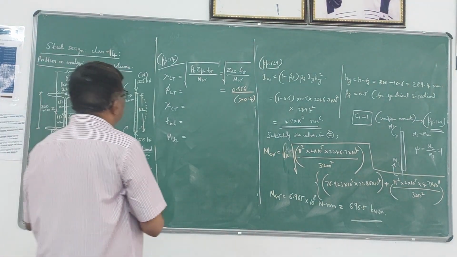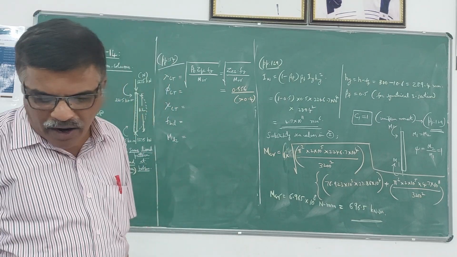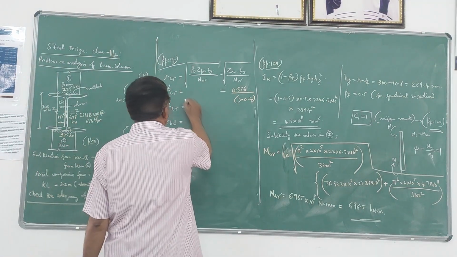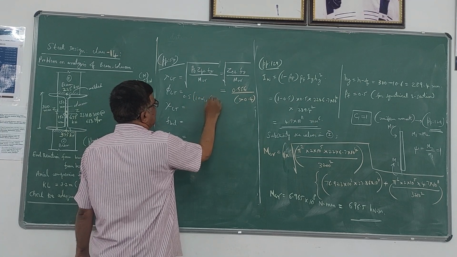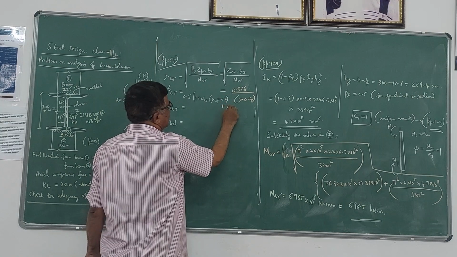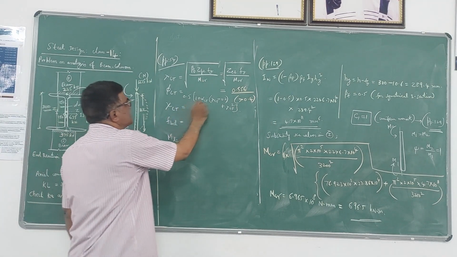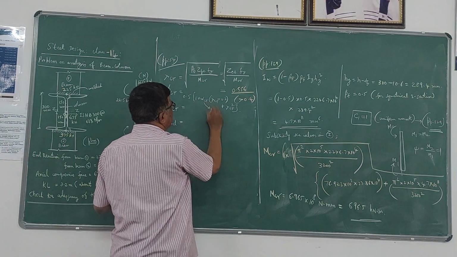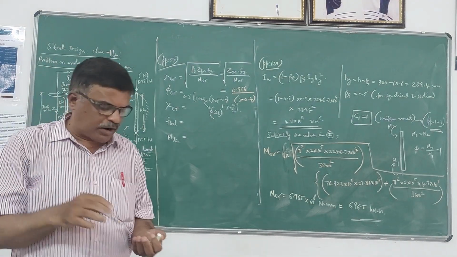Next is phi LT. This phi LT is given by the formula 0.5 into 1 plus alpha LT into lambda LT minus 0.2, plus lambda LT square. Once again, it is available on the same page. Please note that this alpha LT value is 0.21 for a rolled section and 0.42 for a welded section.